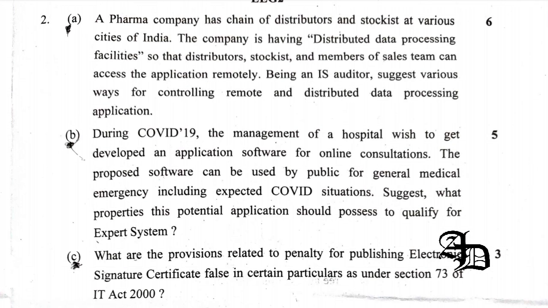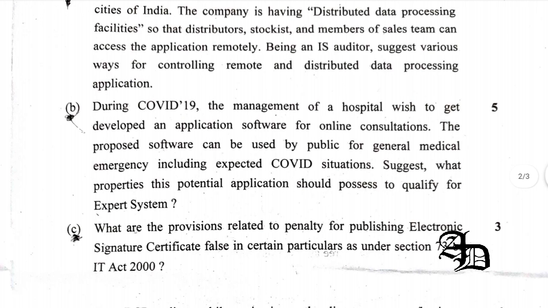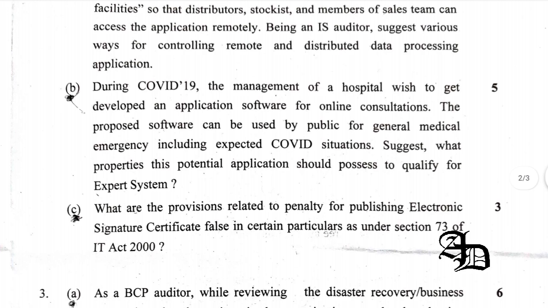2A was related to, being an IS auditor, suggest various ways for controlling remote and distributed data processing applications. Remote and distributed data processing applications can be controlled in many ways. Some examples are: remote access to computers and data files through the network should be implemented, for example sharing of a folder in a network. Having a terminal log can ensure physical security. Terminal and computer operation at remote locations should be monitored very carefully and frequently for violations. These points can be written down here.